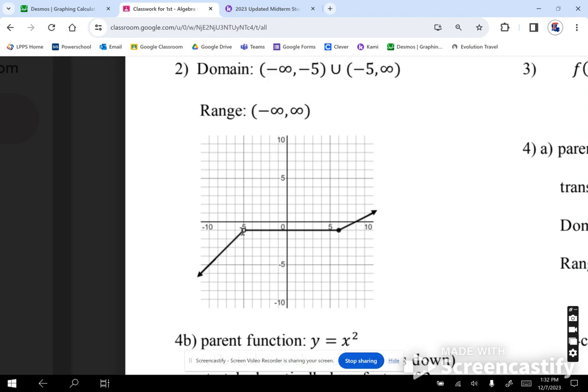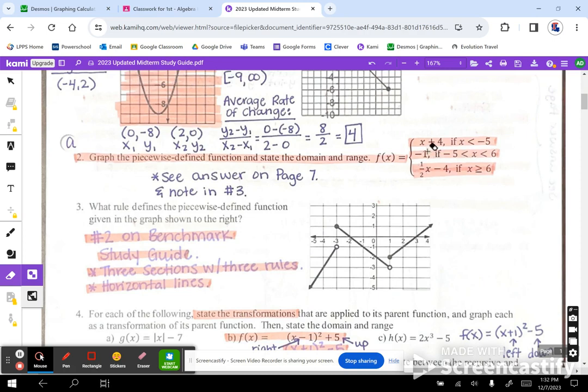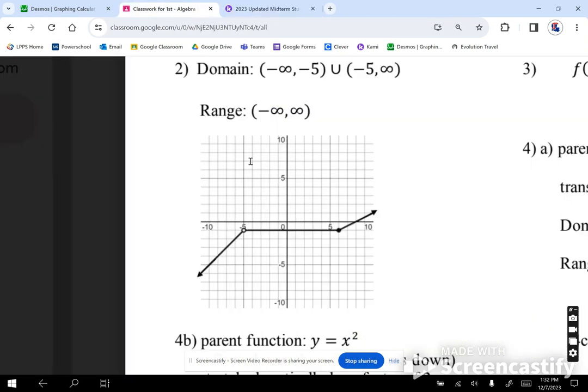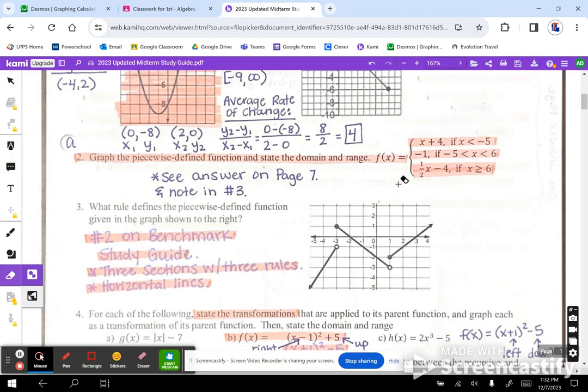So as long as you know that 3 separate segments is the same as 3 separate rules, and that y is negative 1 is a straight line between negative 5 and 6, like you see here, knowing those 2 pieces of information will help you identify which graph matches the rule. You're not going to have to graph by hand. You're just going to be given the rules and you have to match the graph, or you're given the graph and you have to match the rules. But as long as you know those 2 pieces of key information, 3 rules, 3 segments, a whole number is a horizontal line at that number between the 2 x values given, you're going to get that correct.